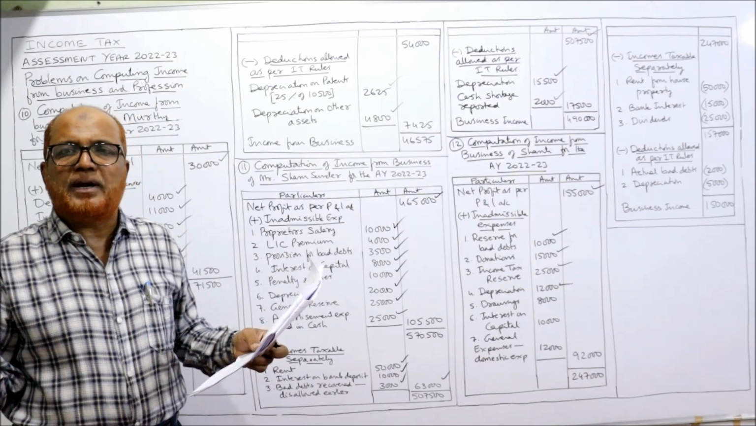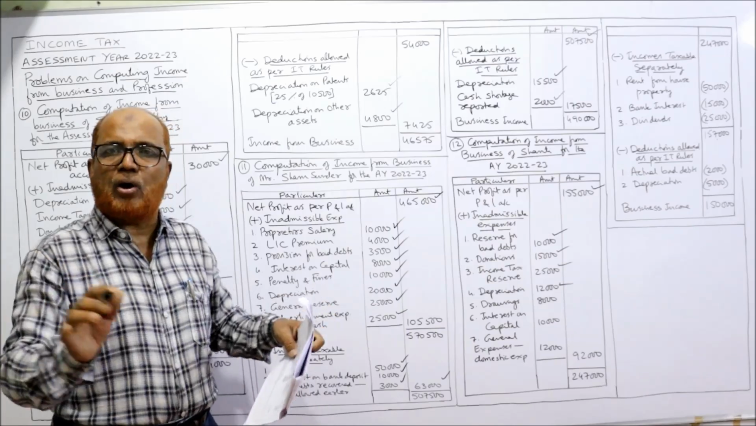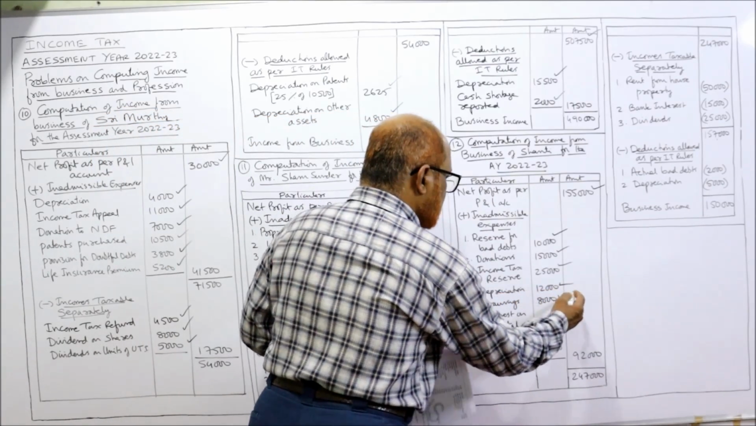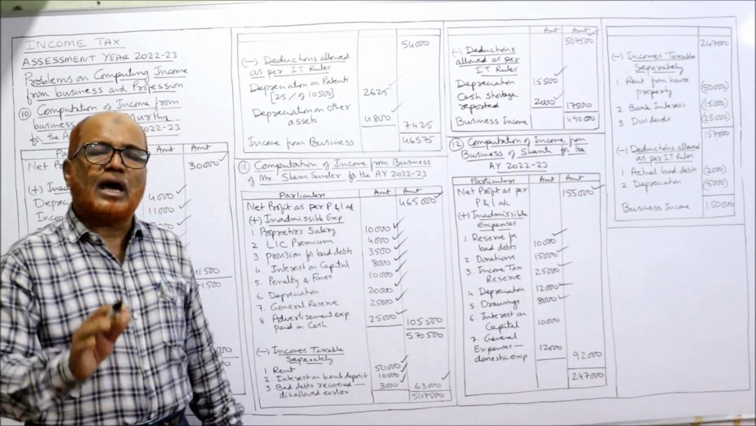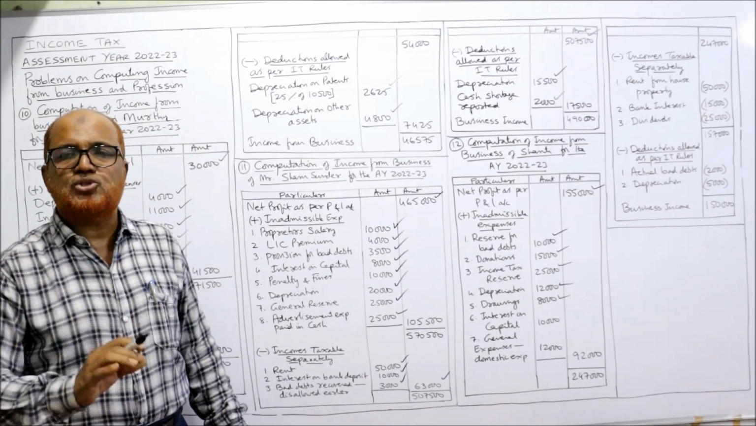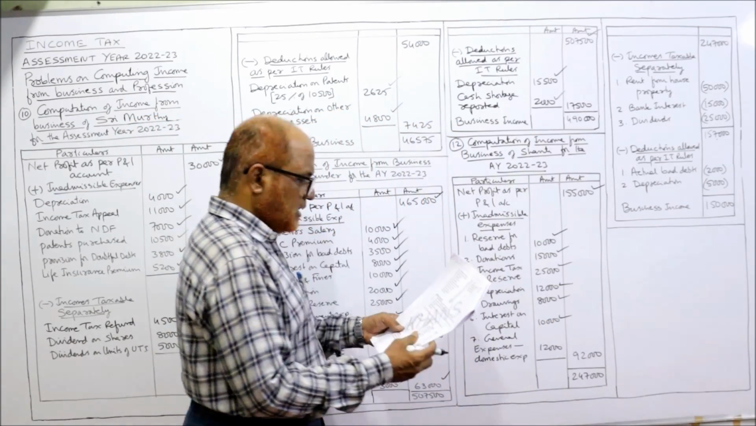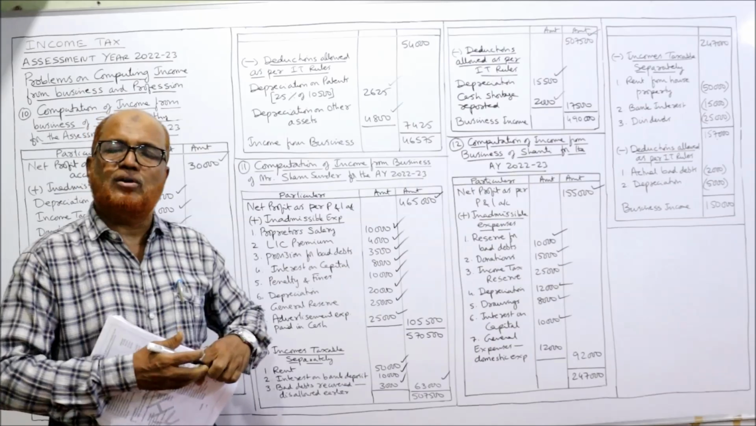Drawing is not an expenditure. It is the amount taken by the owner for personal use, disallowed according to the rules of the Income Tax Act. Interest on capital, disallowed. Interest on loan is allowed. Interest on capital is disallowed. So interest on capital 10,000 disallowed. So on the debit side we have seen all the items.